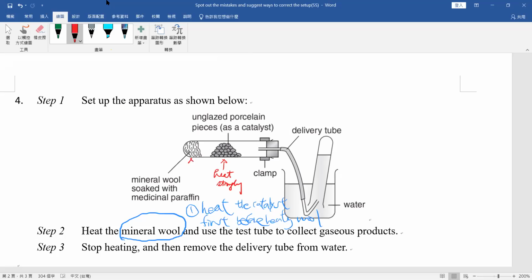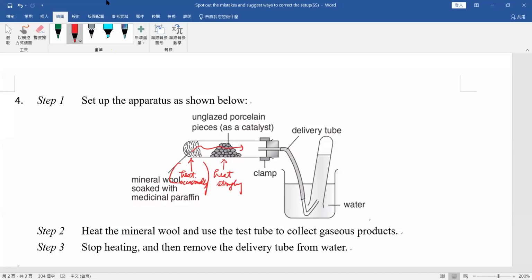And then what? You can also make an arrow here. You will see that occasionally. Have you ever seen that? So the purpose of heating the mineral occasionally is to vaporize the medicinal paraffin and let the gaseous form pass through the hot catalyst. That is point one. Otherwise, no cracking would occur. Can you get my point? They will be directly vaporized.